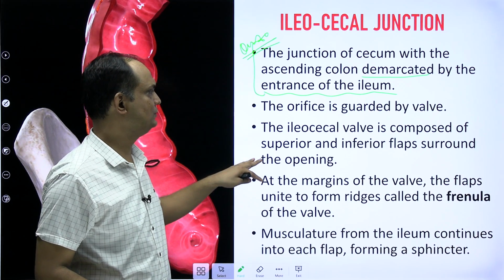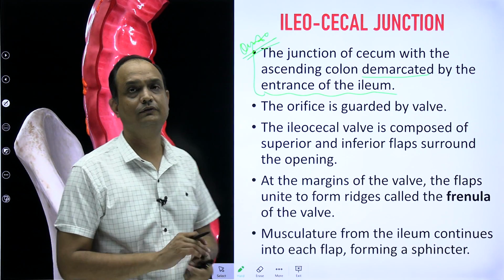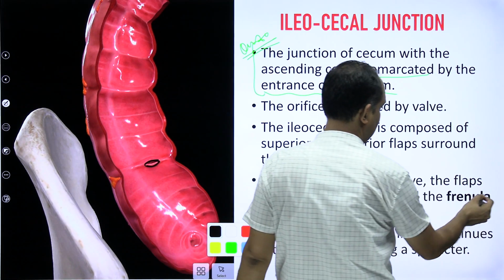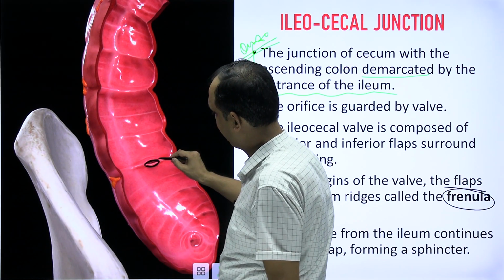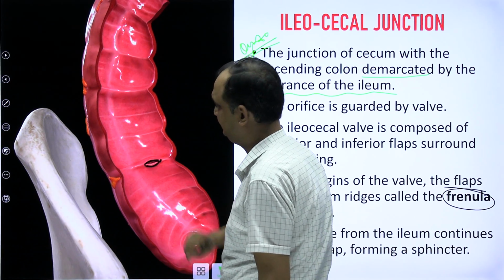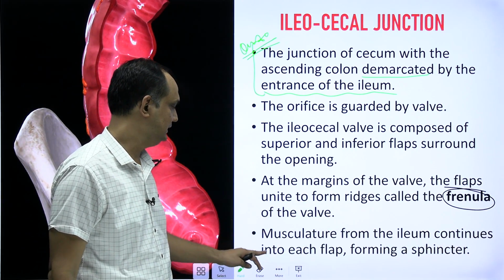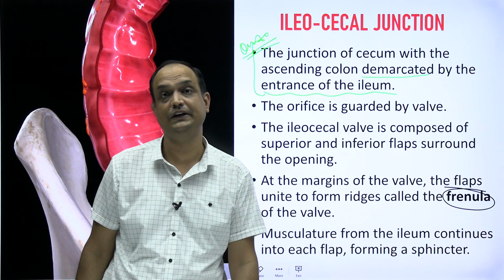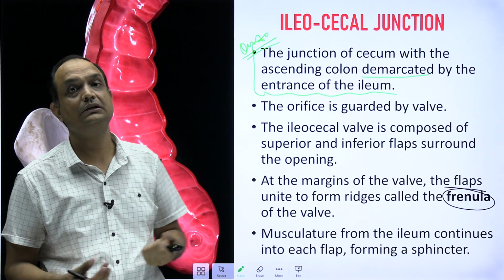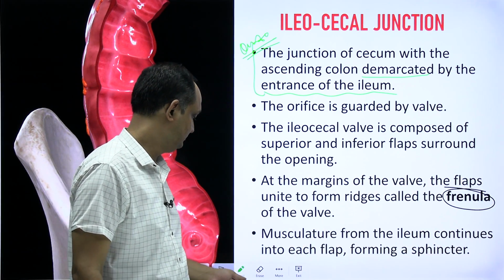These valves are composed of a superior and an inferior flap which cover the opening, and at the margin these flaps join together and their ends are known as frenula. What are they known as? Frenula. So this is one frenula, and this is the frenulum on the other side. Clear? The musculature from the ileum continues into the flaps, forming a sphincter. What does it mean? If I have a question whether the ileocecal flaps are formed by the muscle of the cecum or the muscle of the ileum, the answer is the muscle of the ileum.